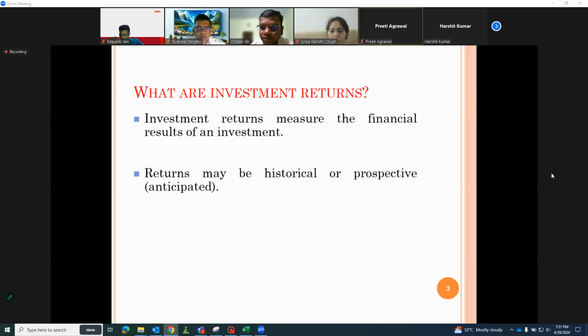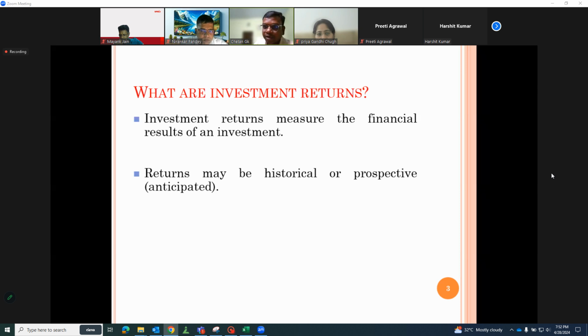Supposing that right now Reliance Industries is at 3,000 rupees, and I am expecting that it may move up to 4,000 rupees in another 5 years. What is the return I can actually make out of it? It is called an anticipated return, because you are anticipating that Reliance Industries is going to move up from 3,000 to 4,000 rupees in the next 5 years. That is also called a prospective return, or an anticipated return you're expecting.